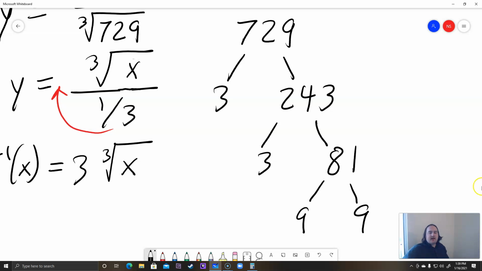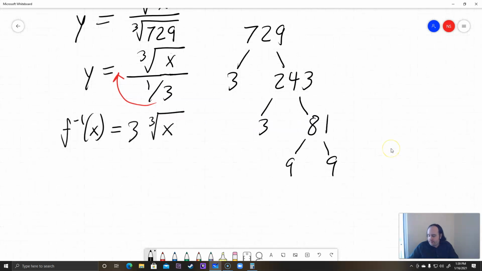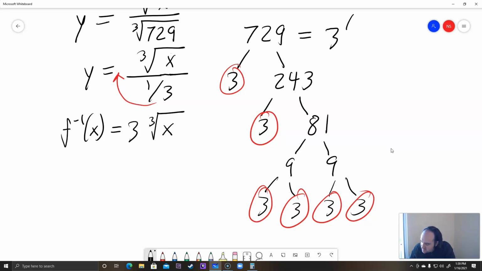And then each of those 9s would be 3 and 3. 3 times 3. So we have 3 times 3 here and 3 times 3 there. So after you do all of that, you notice that you have a total of 1, 2, 3, 4, 5, 6 3s. So that means 729 is actually equal to 3 to the 6th power.